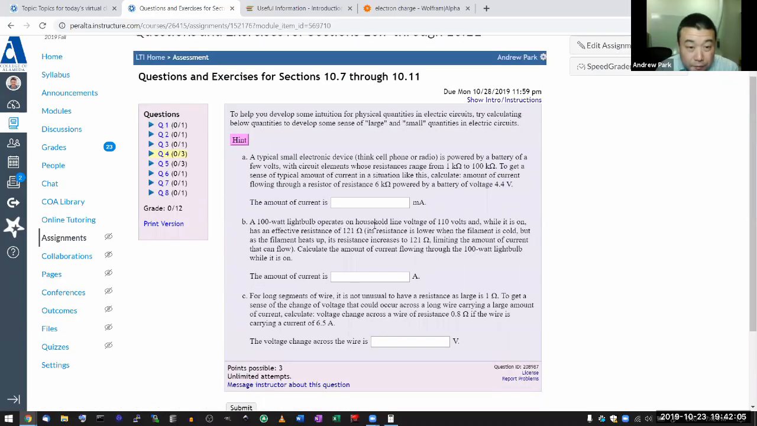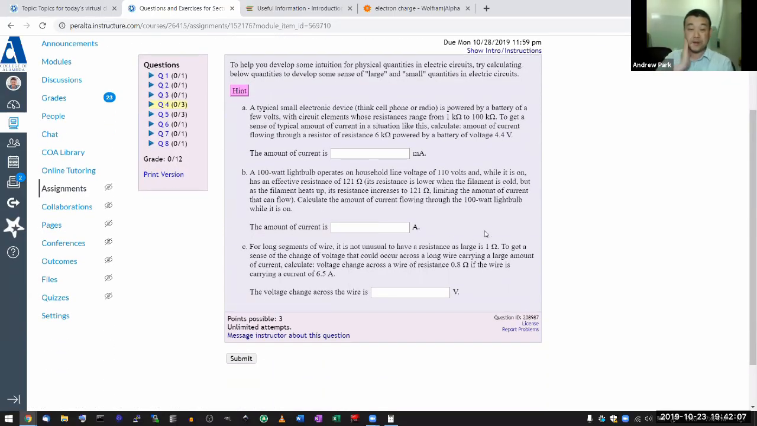All right, question 4 looks like it has some calculation. It says it will help you develop some intuition. It says a typical small electric device is powered by a battery whose resistance can change. To get a sense of the amount of current, calculate the amount of current flowing through a resistor of 6K ohm powered by a battery of voltage 4.4.